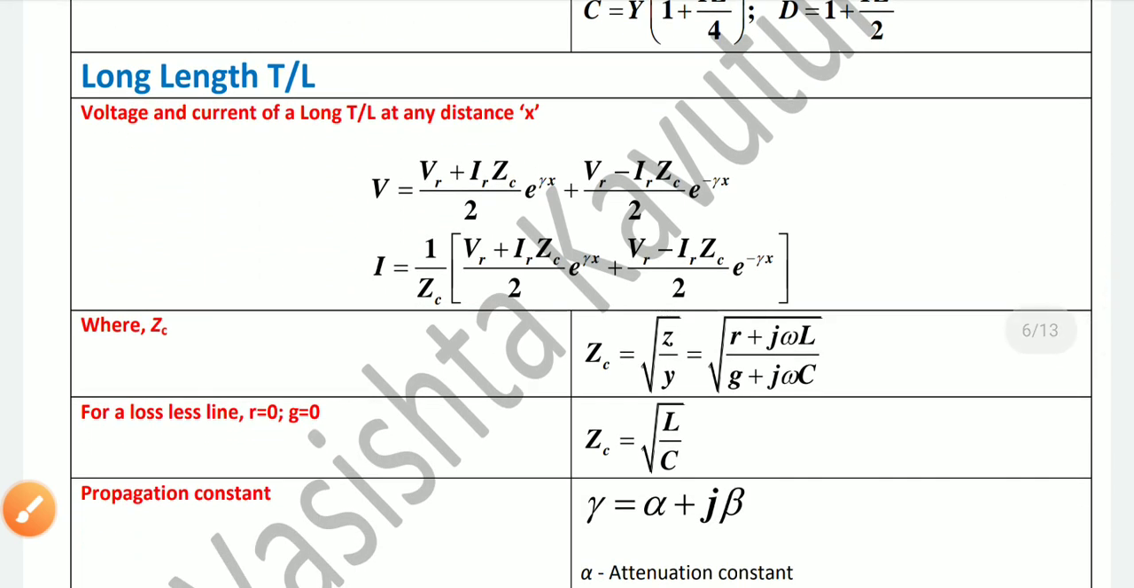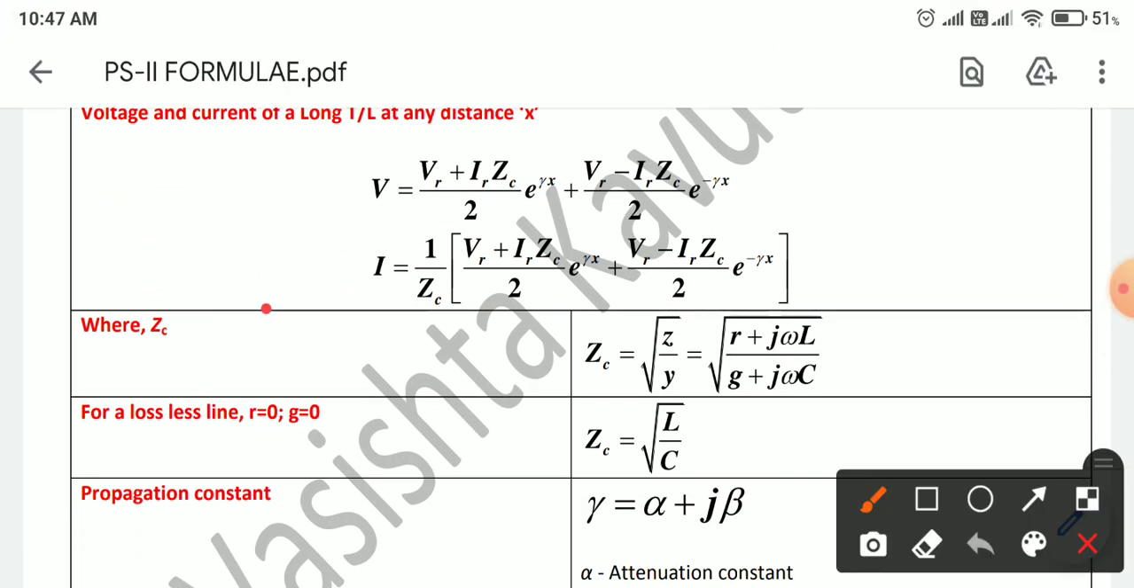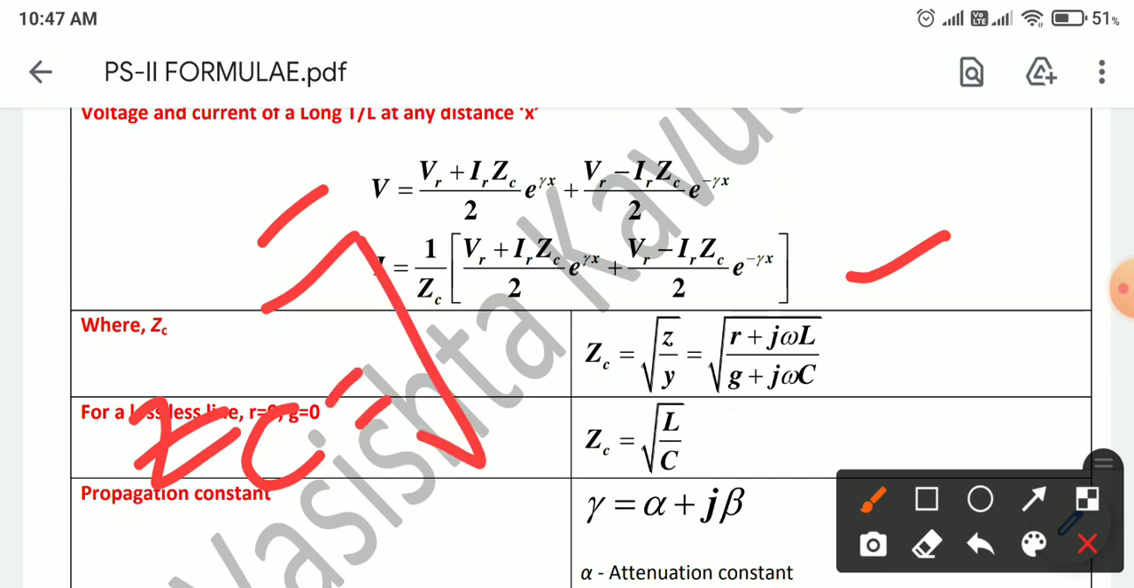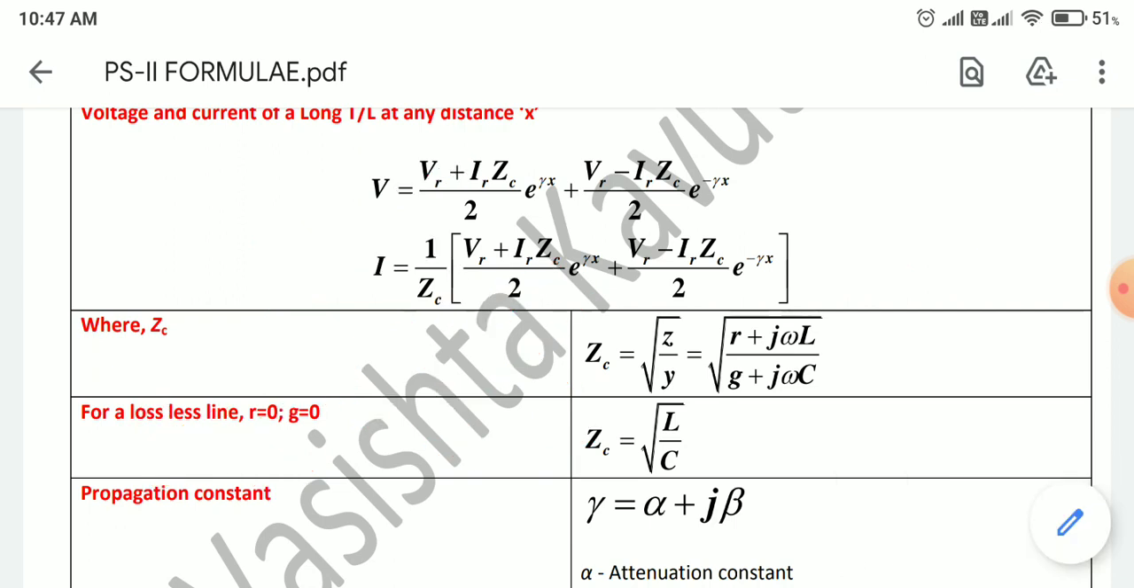So here, for a long transmission line, the voltage and current at any distance x are given by this formula. V is equal to (VR plus IR ZC) by 2 into e power gamma x plus (VR minus IR ZC) by 2 into e power minus gamma x, and the current is given by this formula, where ZC is called the characteristic impedance or natural impedance. We can call ZC the surge impedance, characteristic impedance or natural impedance, whose value is given by root over L by C.